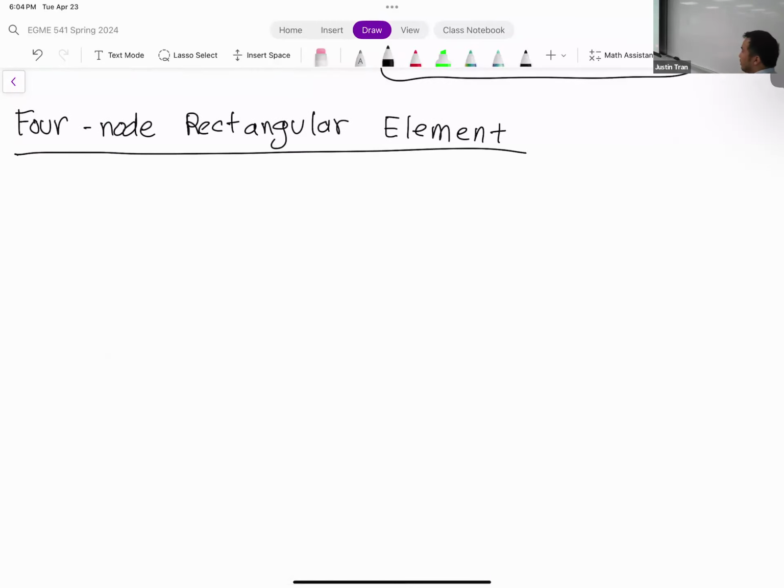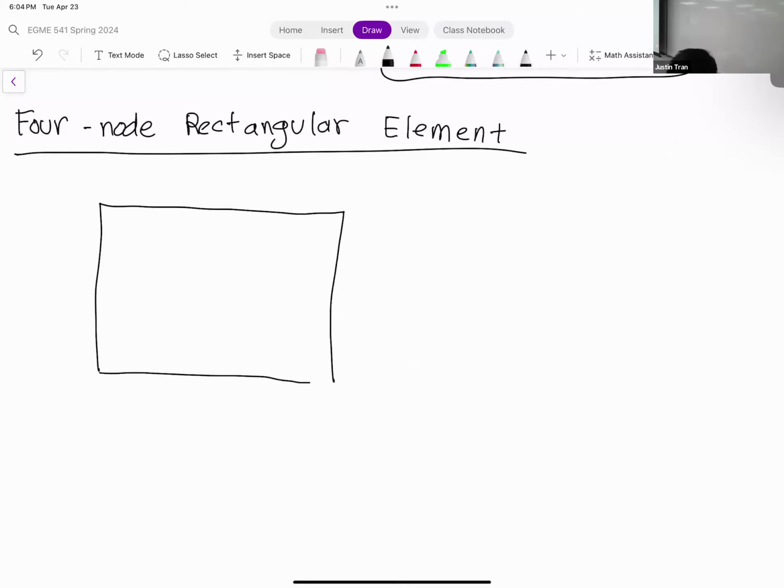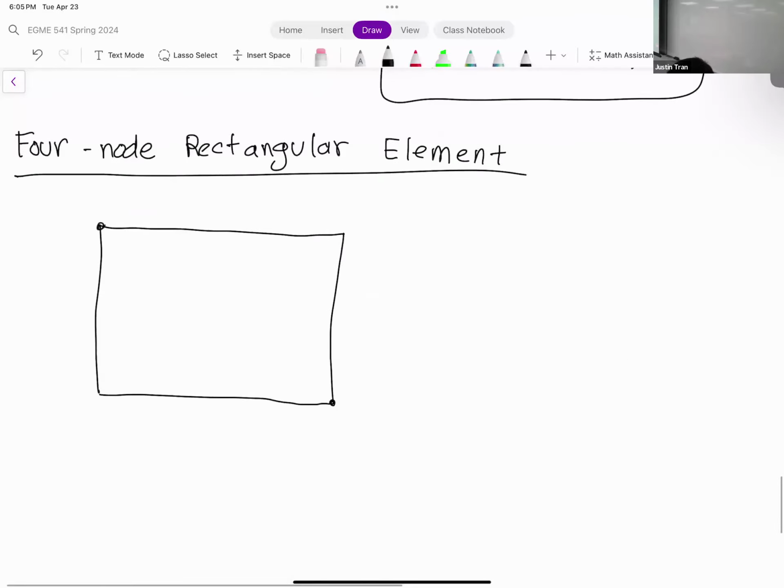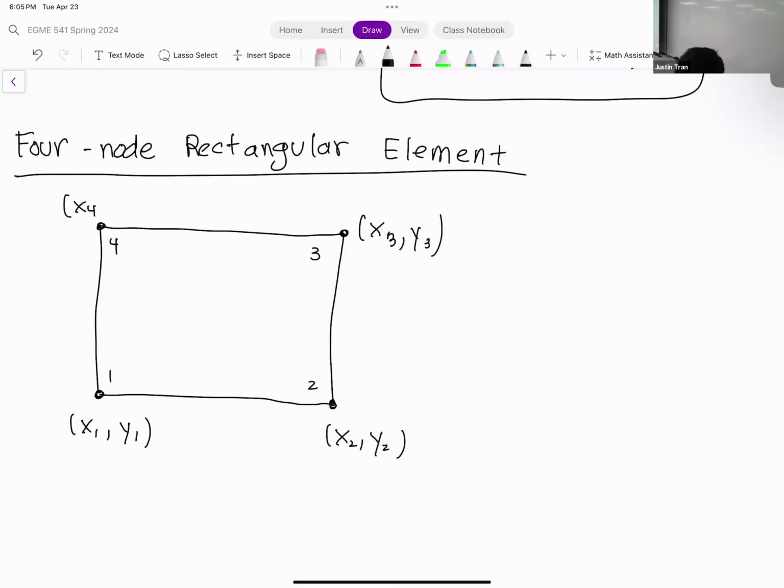And so we're going to see how things are a bit different for the 4-node rectangle. The 4-node rectangle, just like its name implies, looks like a rectangle. And the number of nodes that it has is 4, right? So 1 for each corner. All right, so we'll call this node 1, node 2, node 3, and node 4. So it's x1, y1, x2, y2, x3, y3, and x4, y4.